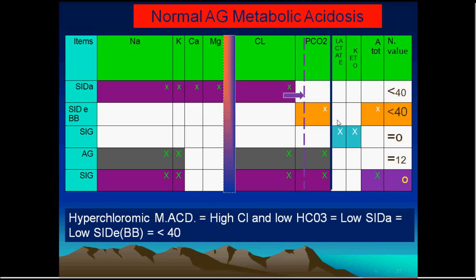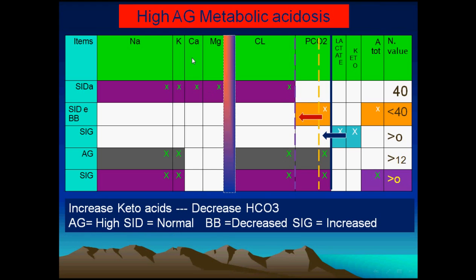There is no increase in the keto acid or lactic acid. We didn't touch this column. So the strong ion gap is normal, and the anion gap itself is normal because there's a decrease of bicarbonate concomitant with an increase in the chloride, and the difference is the two. Look at the second part, which is high anion gap metabolic acidosis.